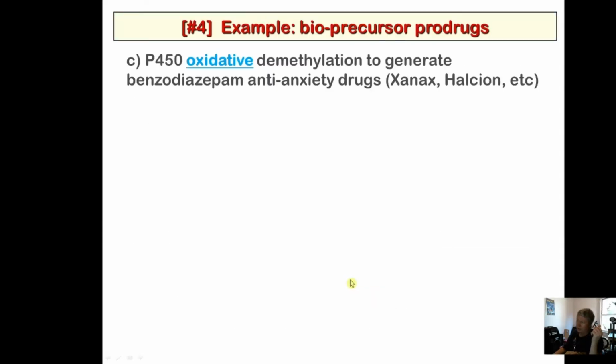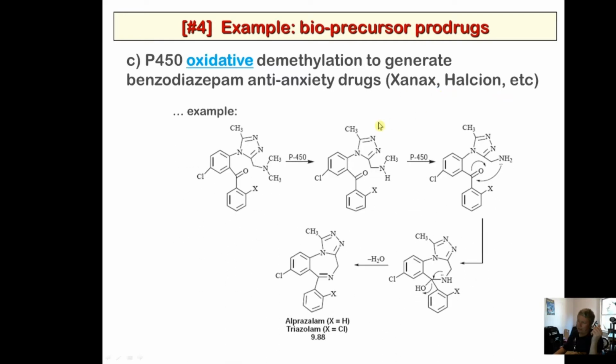Okay, so this was an interesting example to me. It's P450 oxidative demethylation to generate benzodiazepine anti-anxiety drugs like Xanax and Halcion. So this actually happens in the body. I don't know if it's actually clinically used, but it is an interesting biological reaction process that happens.